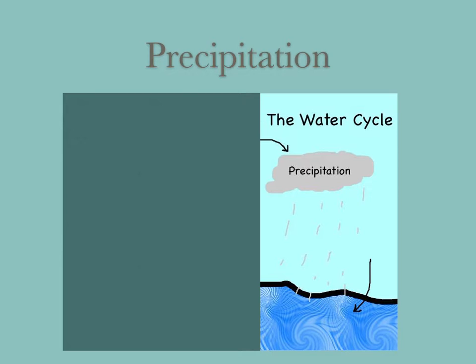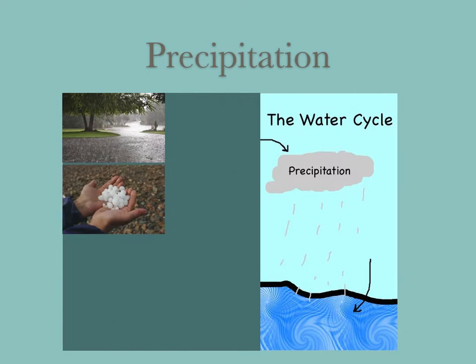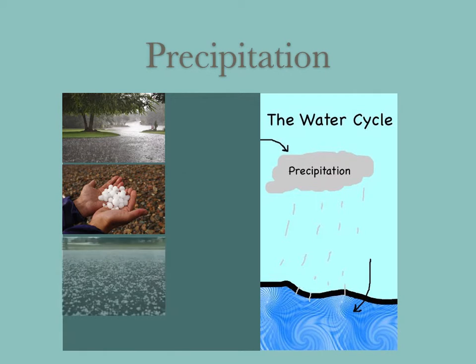Precipitation happens when the condensed water in the air, or clouds, cannot be held anymore. The cloud gets very heavy and releases the water back to Earth. Depending on the ground temperature, the precipitation comes down as rain, hail, sleet, or snow.